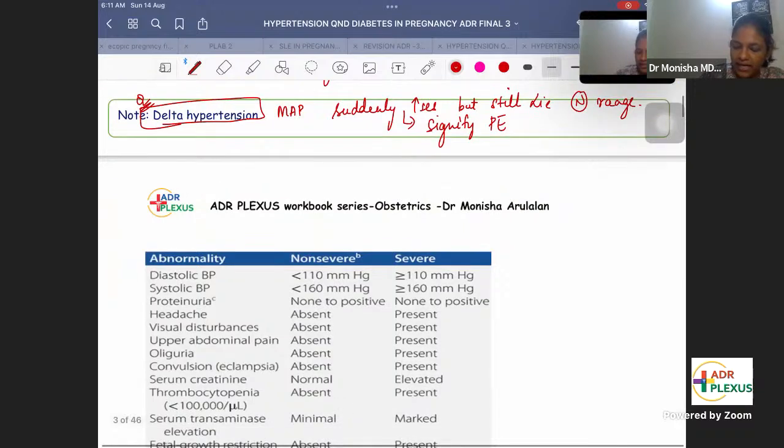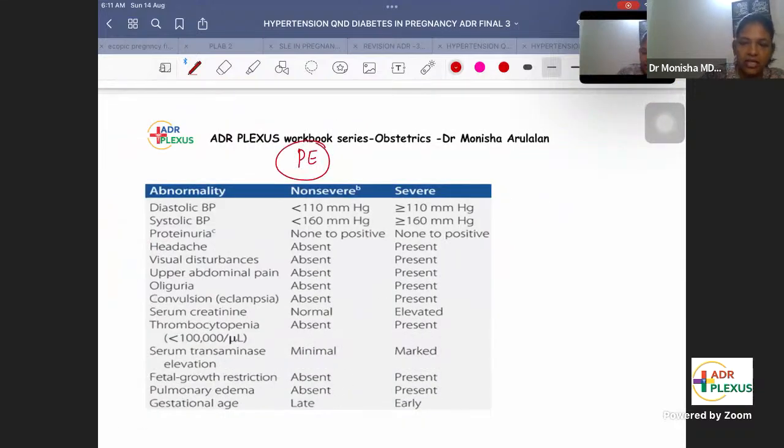Next, preeclampsia itself. Previously it was classified as mild and severe. The new edition says that along with mild there should be something called moderate. People could not define what is moderate, so they have reclassified, and now preeclampsia is labeled as non-severe and severe type.